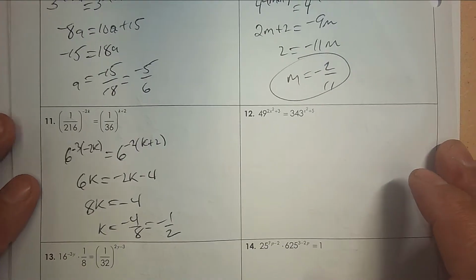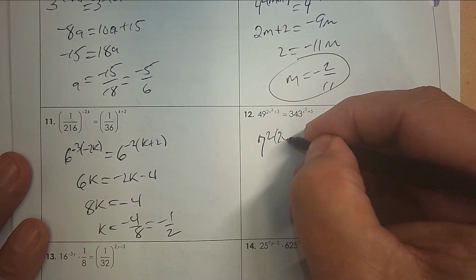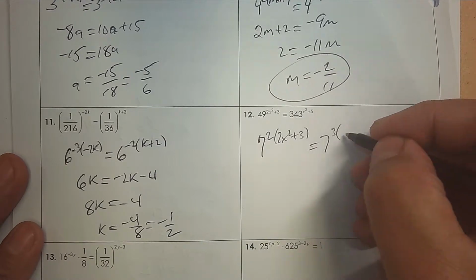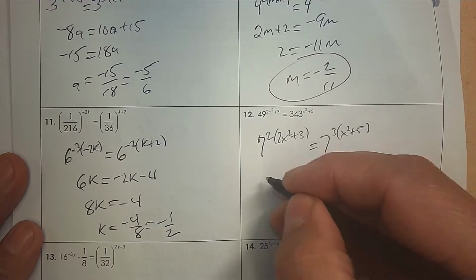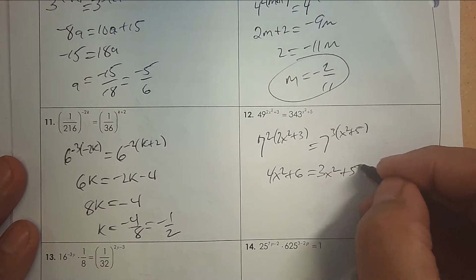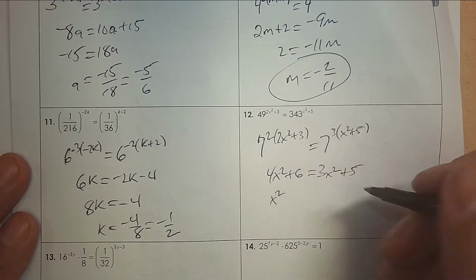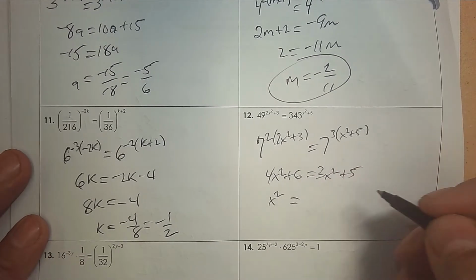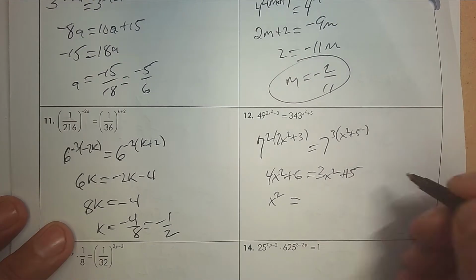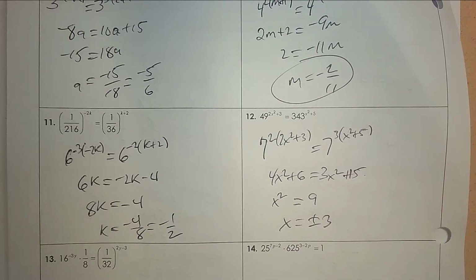Number 12, the common base will be 7. So it's 7 squared. And 7 to 3. Exponents equal to each other. It's a quadratic, so I need to make it equal to 0. So we're going to subtract 3, and we're going to subtract 5. Actually, in this case, I just need to... 3 times 5 is 15, silly. So subtract 6, and then square root, and the answer is positive and negative 3.